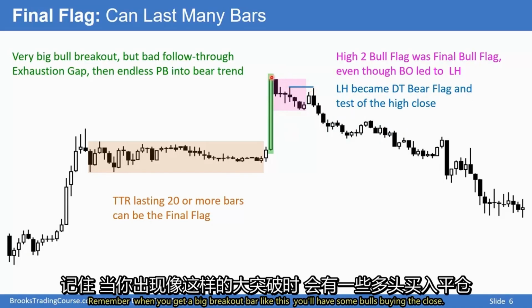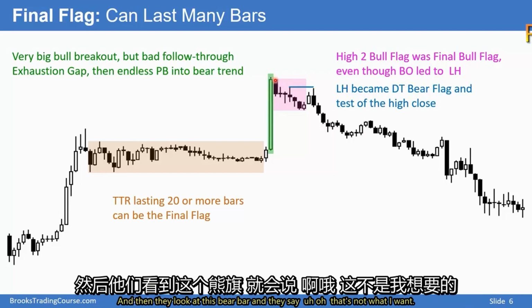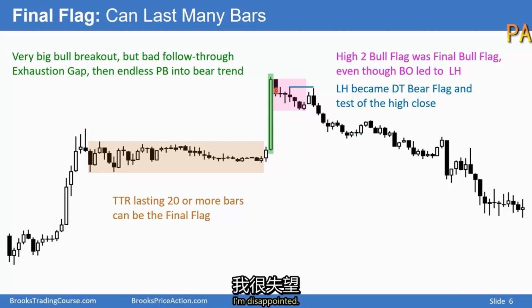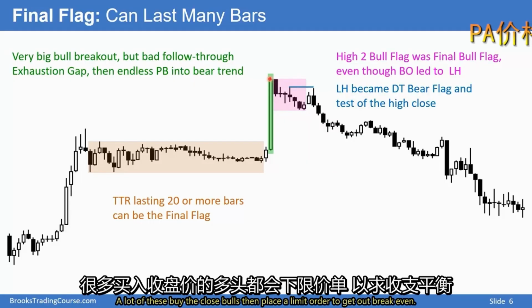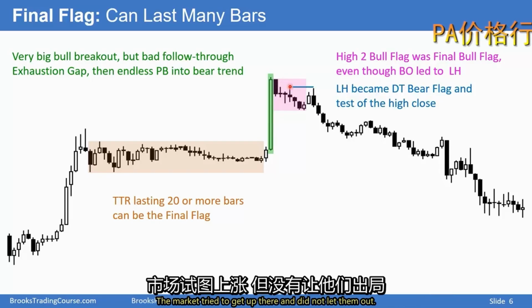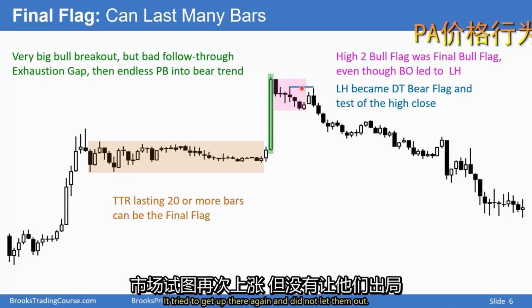Remember, when you get a big breakout bar like this, you'll have some bulls buying the close. And then they look at this bear bar and they say, uh-oh, that's not what I want. I'm disappointed. I want to get out break even. A lot of these buy the close bulls then place a limit order to get out break even. The market tried to get up there and did not let them out, and tried to get up there again and did not let them out.